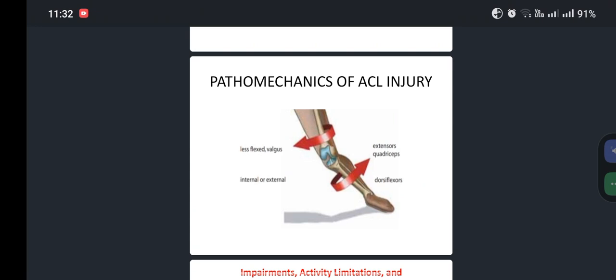The second mechanism is knee hyperextension combined with internal rotation, which can also produce a tear of the ACL. The third mechanism is what we call the phantom foot mechanism. This occurs when a skier falls backward with the knee flexed and the tibia internally rotated, so that may result in an ACL tear or injury to the ACL.